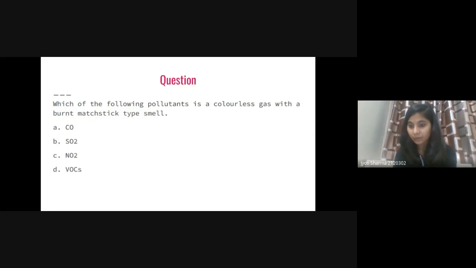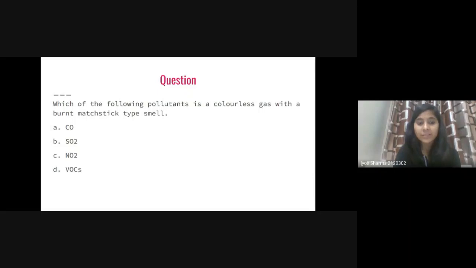Okay, most of you gave me B answer and AS gave me A answer. The answer should be B only, the sulfur dioxide. This is the gas that is colorless. No doubt, carbon monoxide is also a colorless gas, but it will not give you the smell.